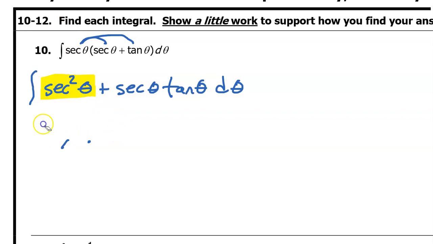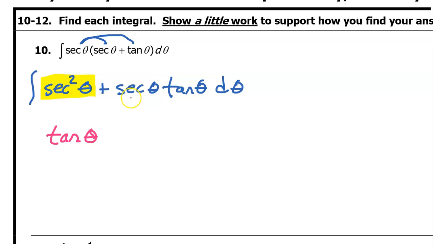Sure there is. We know that the derivative of tangent is secant squared. So that's why if I take the integral right here, I'm going to end up with tangent. The derivative of tangent is secant squared, so this is the integral.